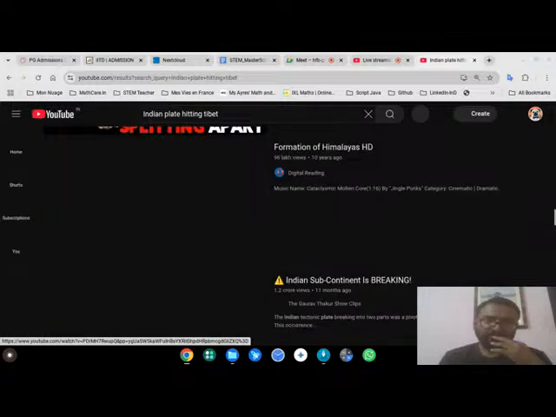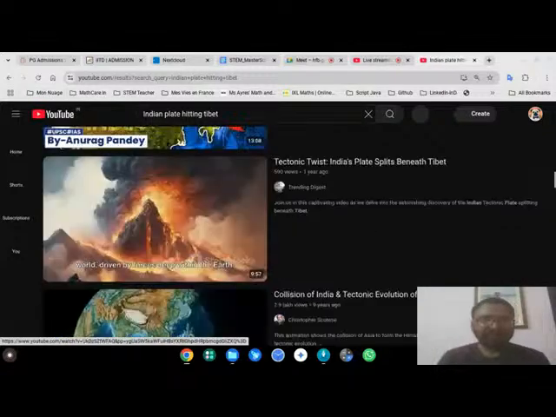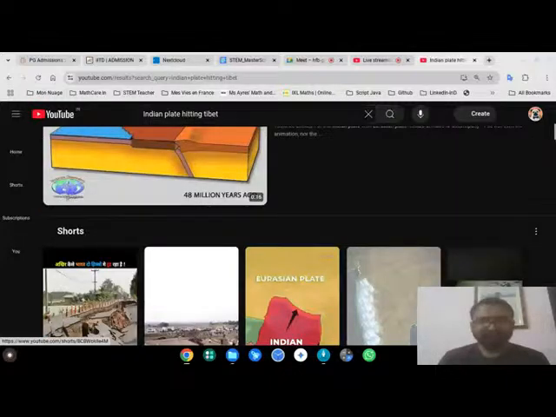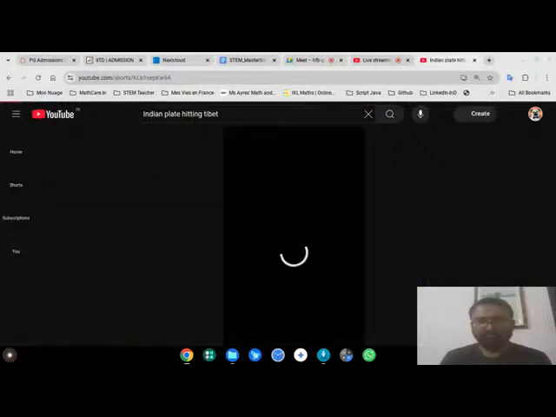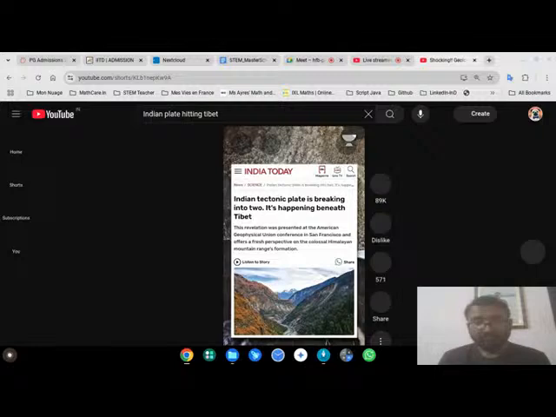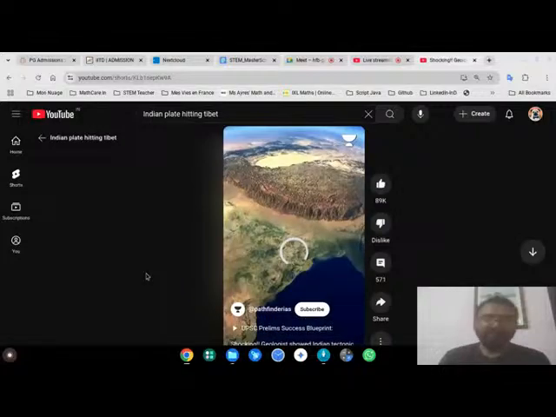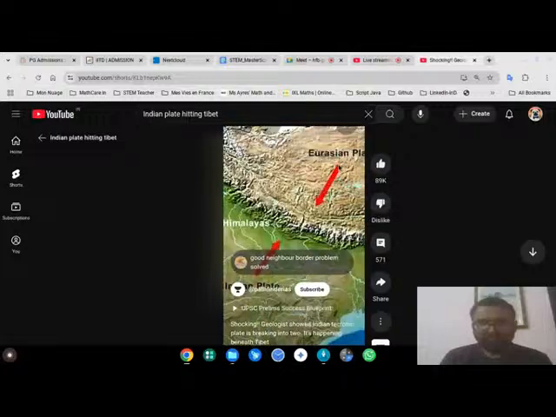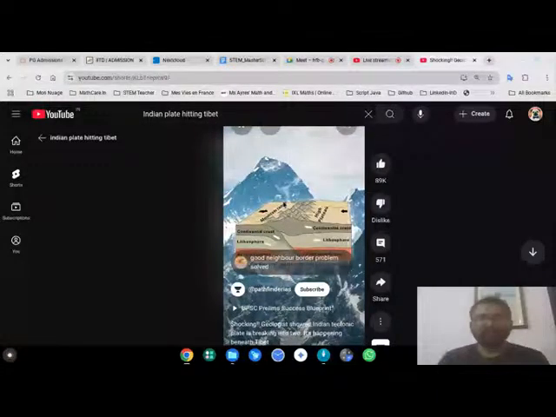So even Africa is splitting into two parts because of this kind of behavior. There is some weird scene. You can see these tectonic plates. The Indian tectonic plate is breaking into two, happening beneath Tibet. So this kind of hitting is there, and that's why it becomes the Eurasian plateau. In the middle, every peak is also increasing in growth.